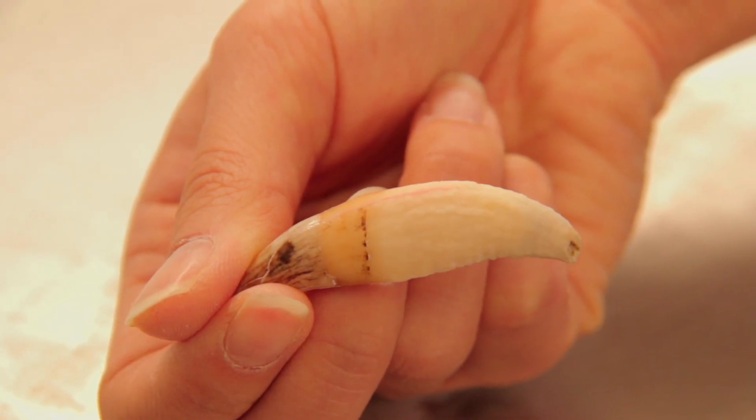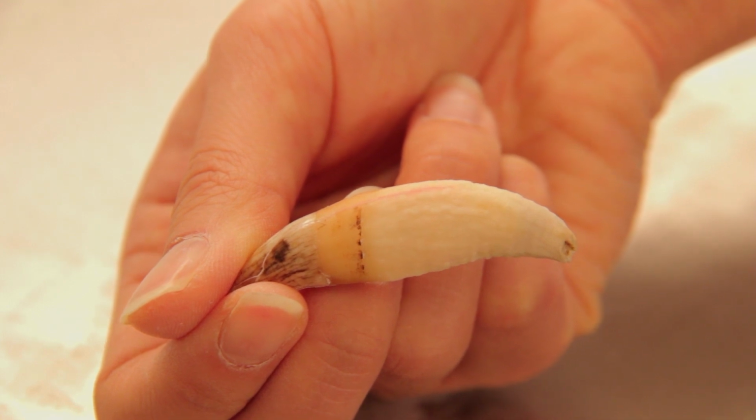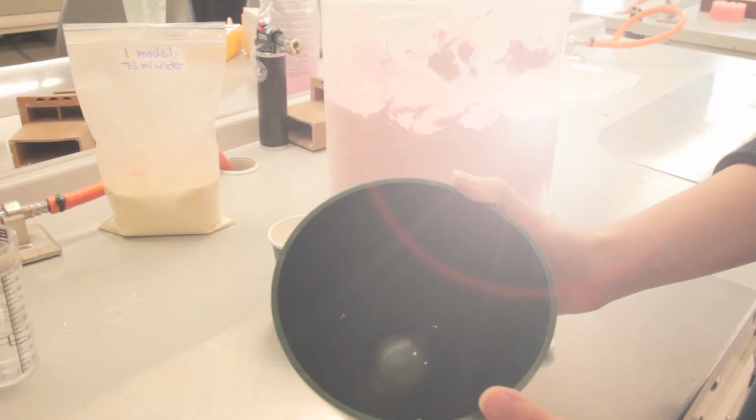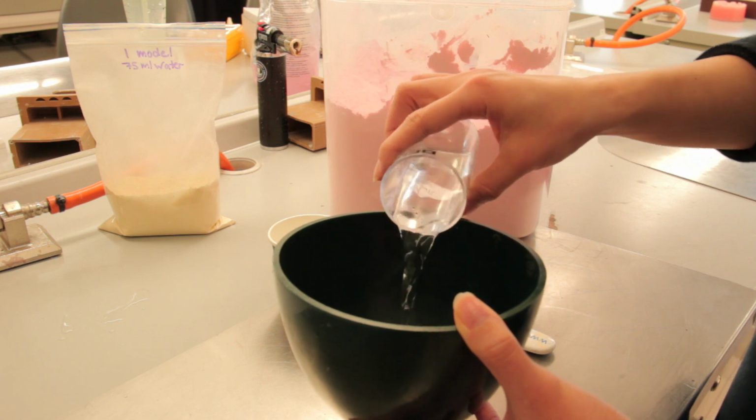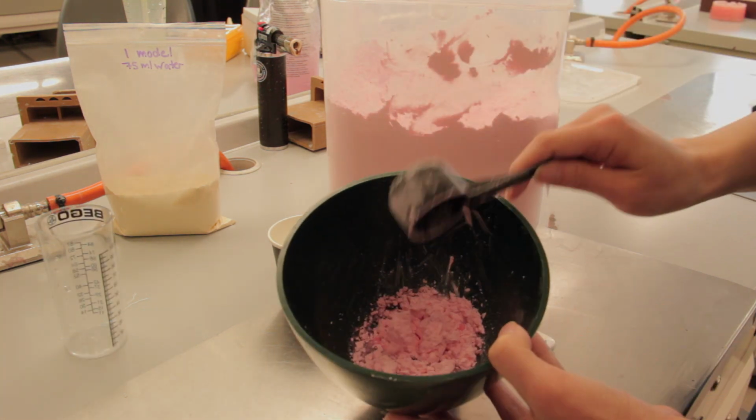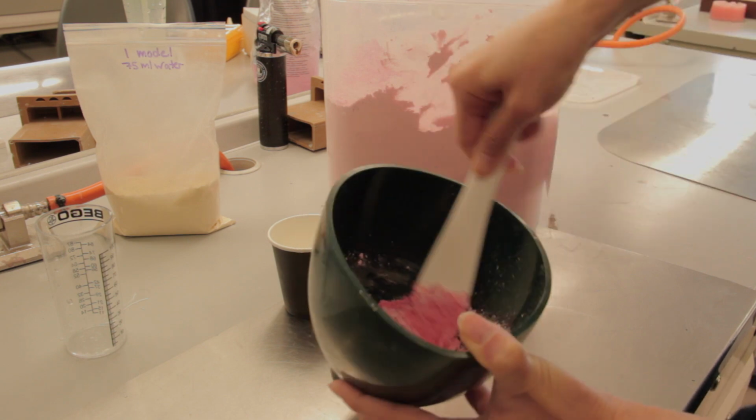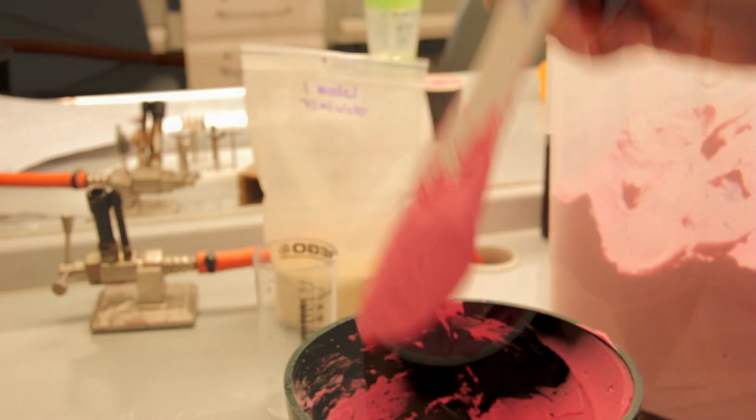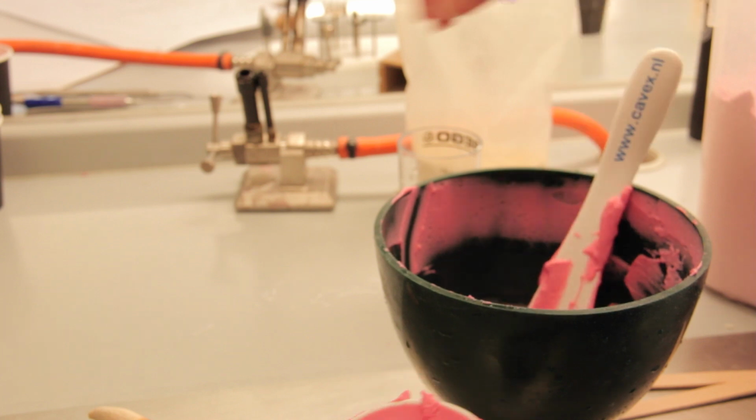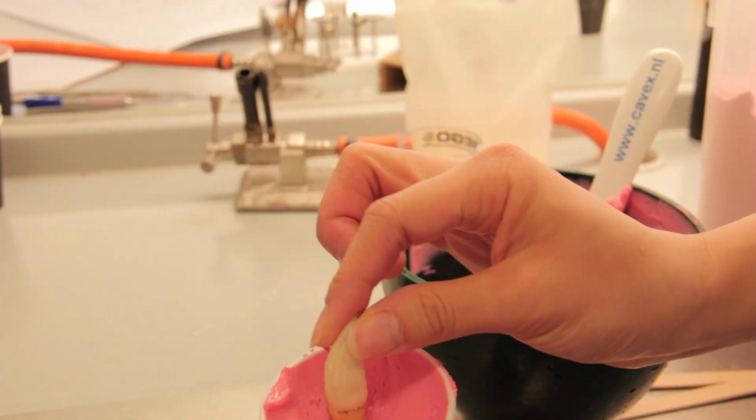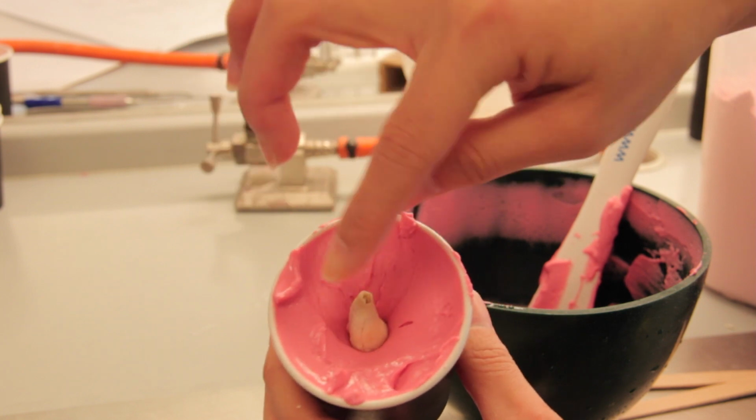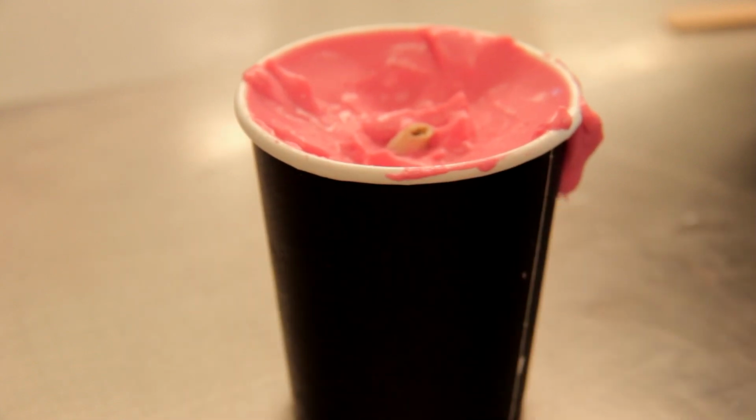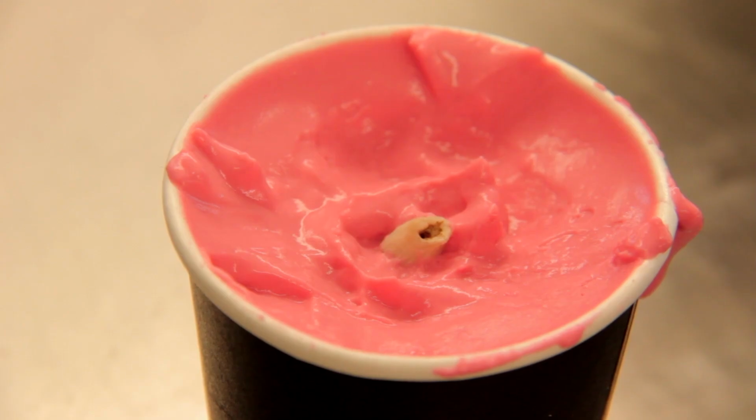Now, take a note of the materials that we need to make this fur seal's tooth. Put the water and alginate powder in a clean bowl. Mix them together until it's a paste. Using a spatula, put the alginate inside a small cup. Once the cup has been filled, insert the tooth in the middle of the cup. Then push it to the bottom, but make sure to leave the root outside. Shake it a little bit to avoid bubbles around the tooth, and leave it to set for 3 minutes.